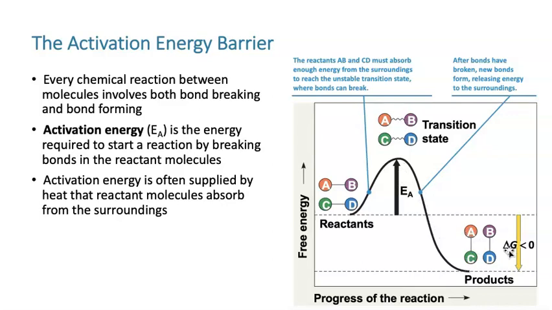And then we reform these bonds between A and C and B and D. This has a delta G of less than 0, which means it is spontaneous. You can also just look at this graph and tell it's spontaneous because the free energy is higher in the reactants and lower in the products.